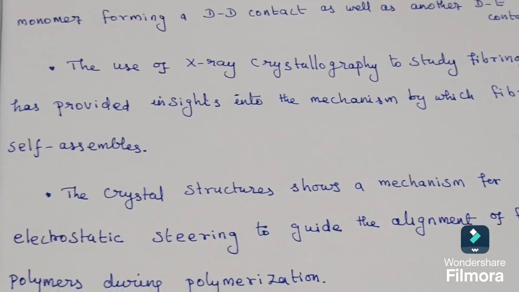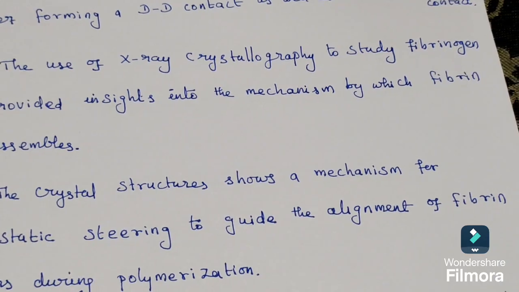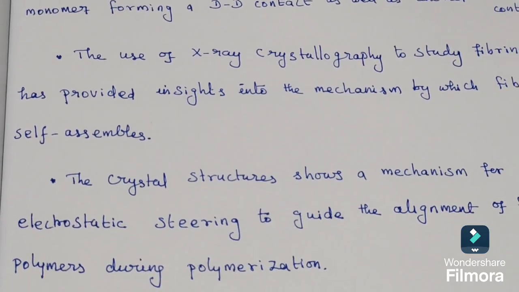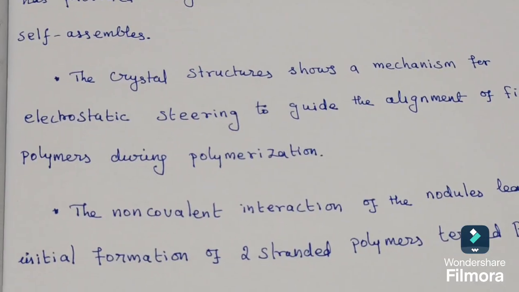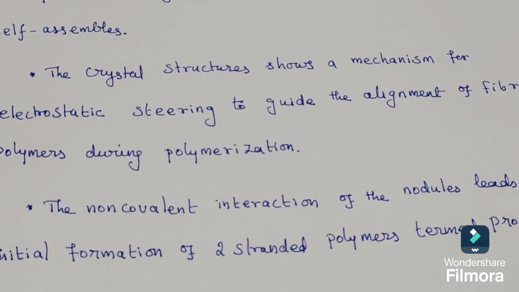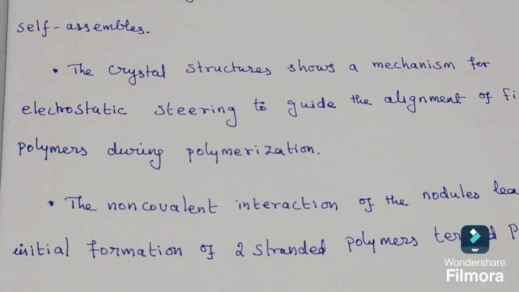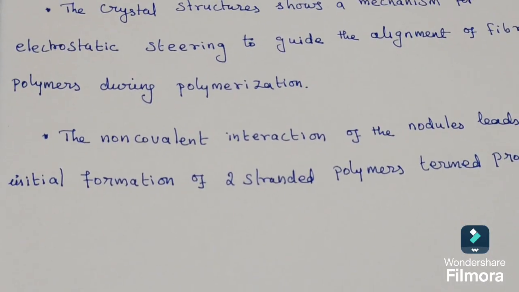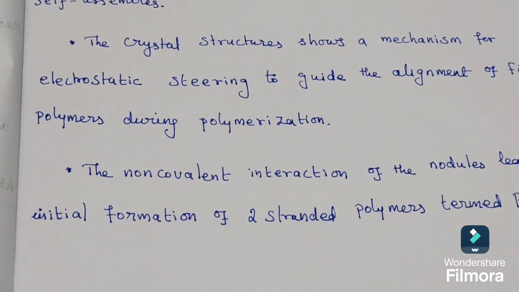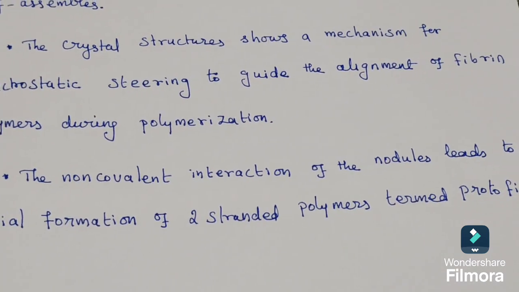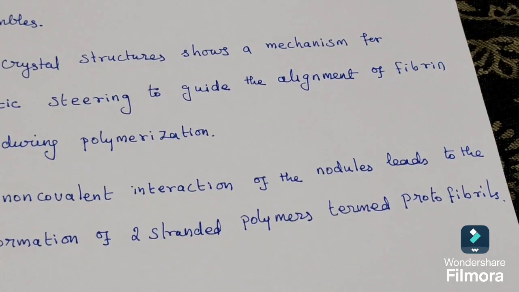The use of X-ray crystallography to study fibrinogen has provided insight into the mechanism of fibrin self-assembly. The crystal structures show a mechanism of electrostatic steering that guides the alignment of fibrin polymer during polymerization. The non-covalent interaction of the nodules leads to initial formation of two-stranded polymers termed protofibrils.